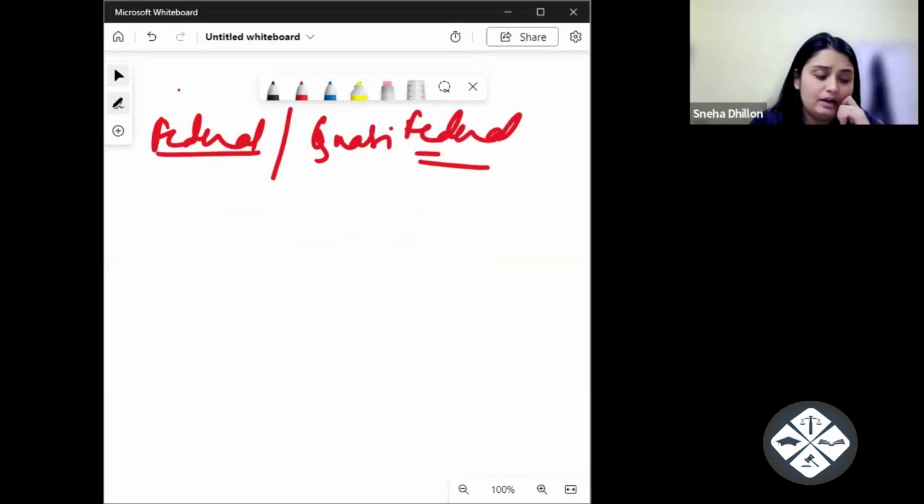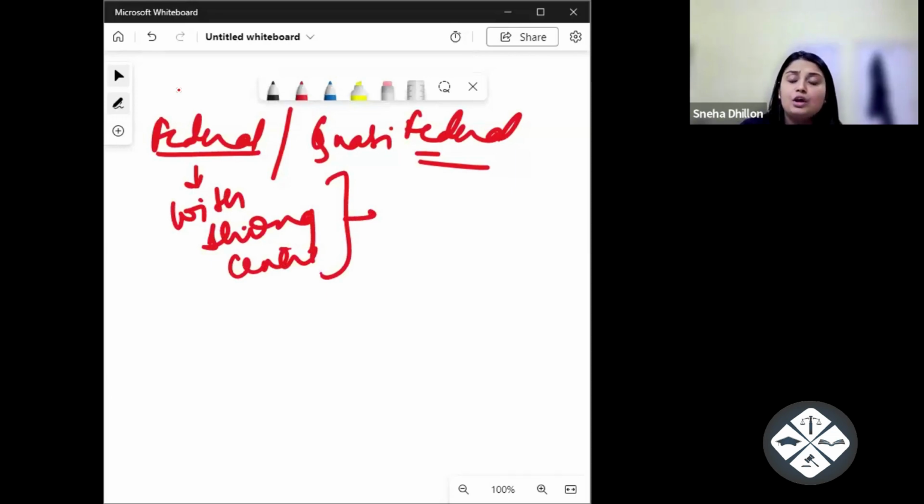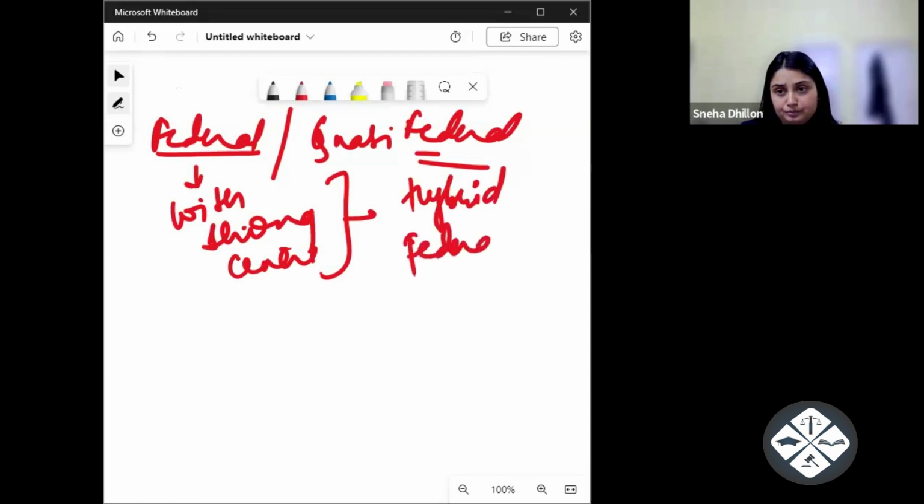Okay, quasi-federal as a feature. Now, when you speak of a quasi-federal structure, or a federation with a strong center, we've taken it from Canada. So it is quasi-federal, or you can also call it a hybrid federal system.